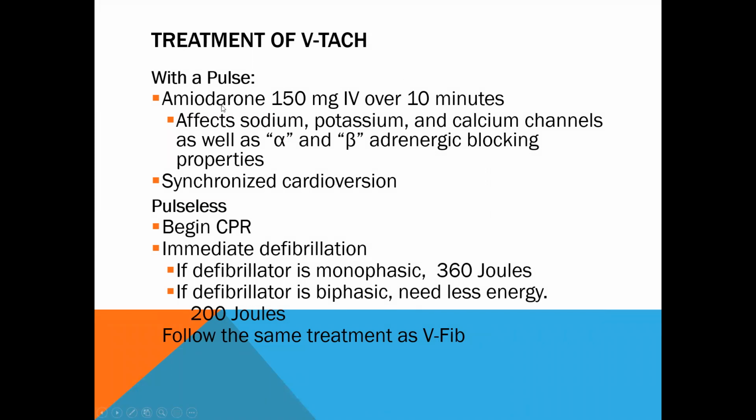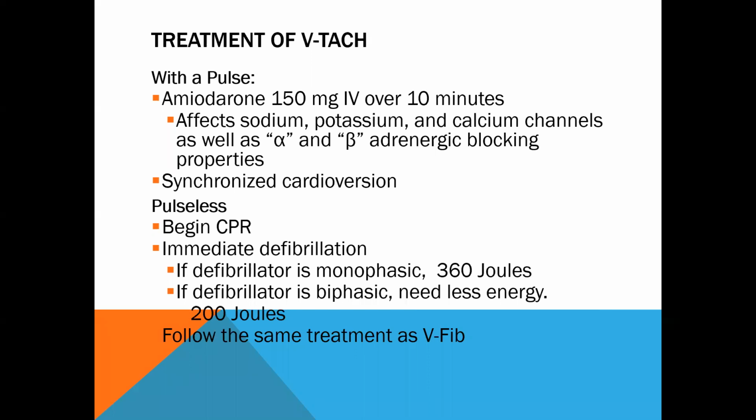So this slide tells you what the treatment for Vtac is. If the patient has a pulse, there's time to give a drug to stabilize the ventricles. And the drug is called Amiodarone. As far as memorizing the dosage, no, you don't have to memorize the dosage. The mechanism of action for amiodarone is it affects the sodium, potassium, and calcium channels. So the action potential when the muscle cell is depolarizing and repolarizing, it kind of makes those channels slow down a little bit.